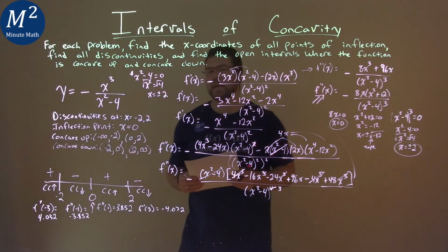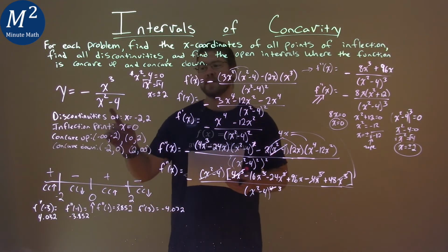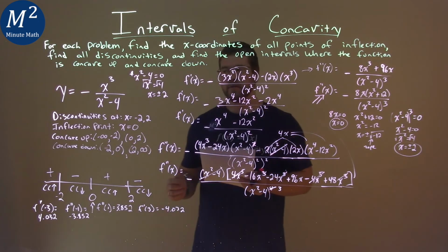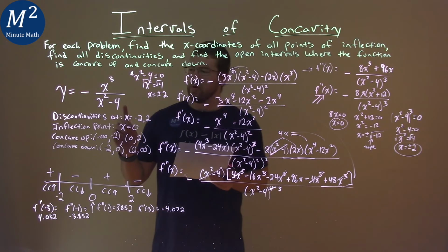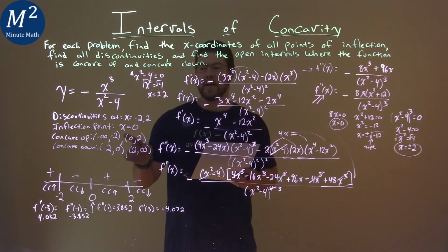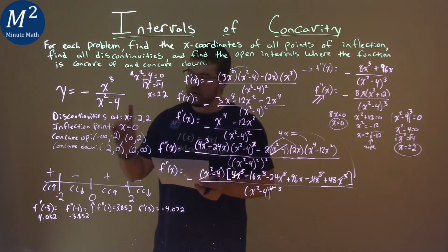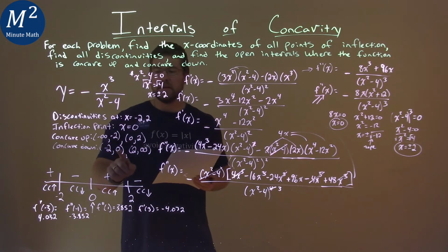All right, so again, our final answer here is we're discontinuous at x equals -2 and +2. Our inflection point is only at x equals 0. We're concave up from -∞ to -2 and 0 to 2, and concave down from -2 to 0 and 2 to +∞.